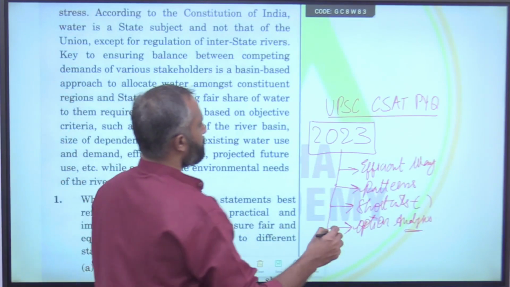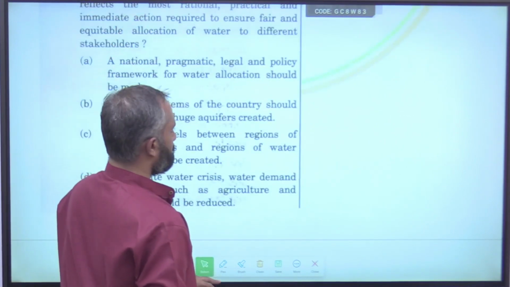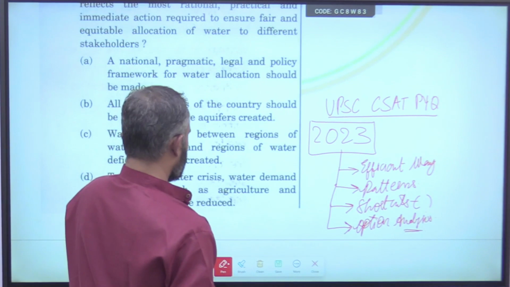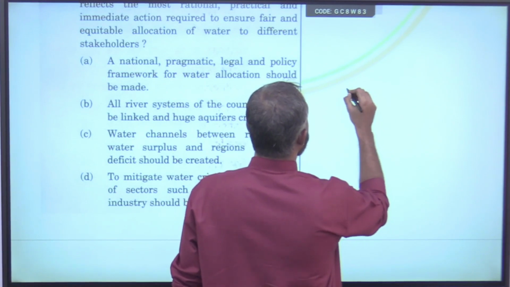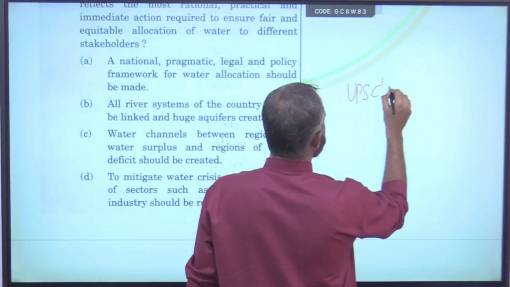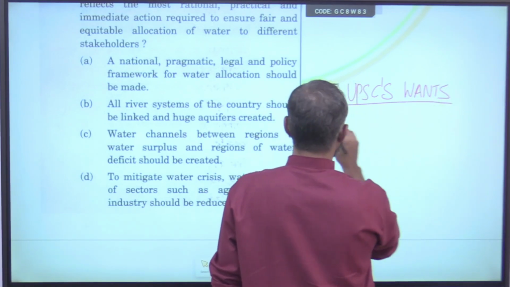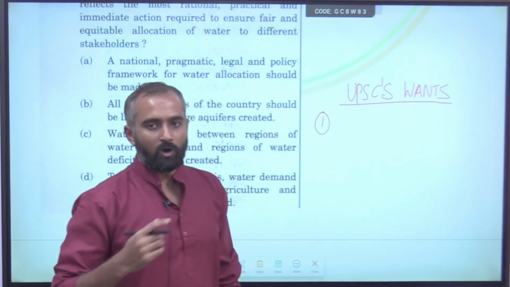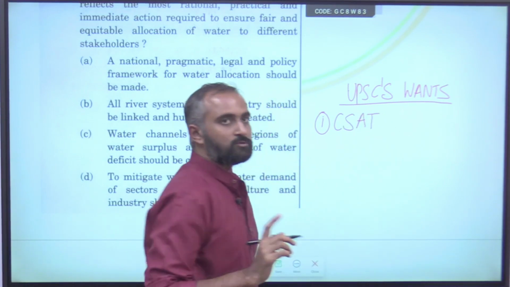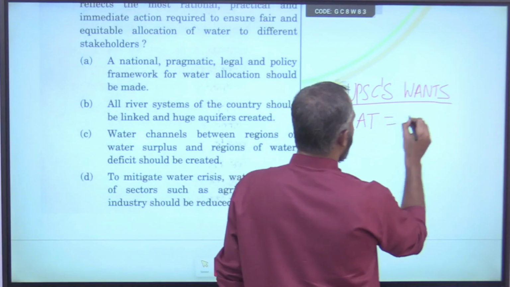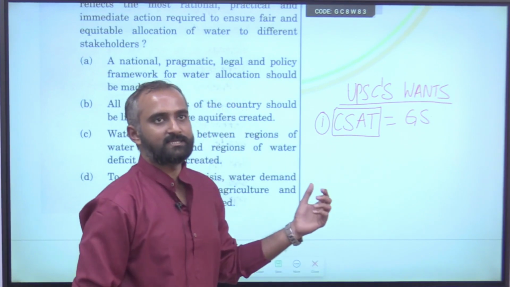UPSC's wants. 1. They want the students to take CSAT seriously. And how seriously? Almost at the level of GS. Although one is qualifying in nature, they want you to give it as much seriousness as you give GS.